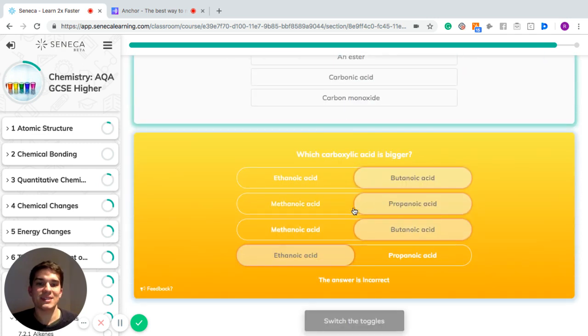Which carboxylic acid is bigger? Well, butanoic acid with 4 carbons is bigger than ethanoic acid. Propanoic acid with 3 carbons is bigger than methanoic acid with 1. Butanoic acid with 4 carbons is bigger than methanoic acid with 1. And propanoic acid, with 3 carbons, is bigger than ethanoic acid, which has 2.